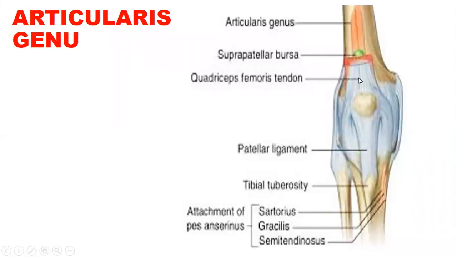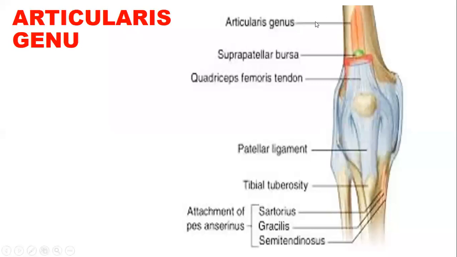In the intact position, it lies behind the tendon of the quadriceps femoris. Here the quadriceps femoris muscle tendon is cut, showing you the suprapatellar bursa and the part of the vastus intermedius called the articularis genu. See this attachment. The muscle is not attached distally onto the bone, but distally it is attached onto the bursa. So what will be the possible function of this part of the vastus intermedius? Its function is to stabilize the bursa.